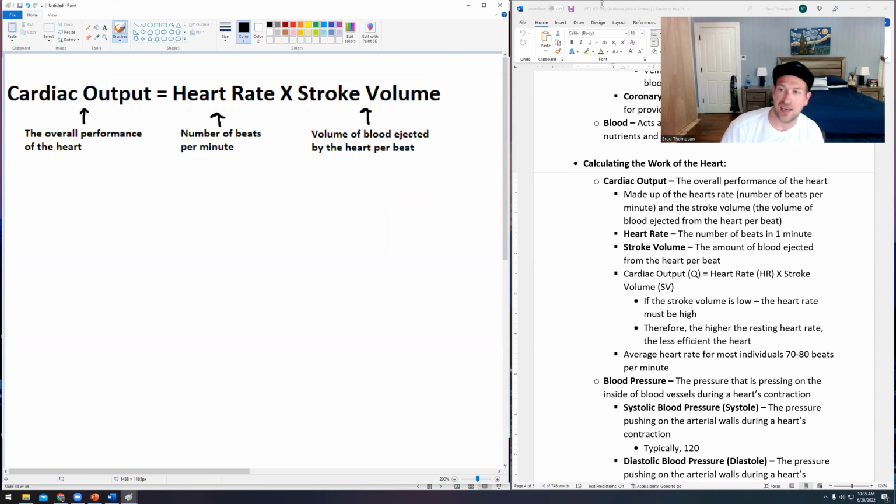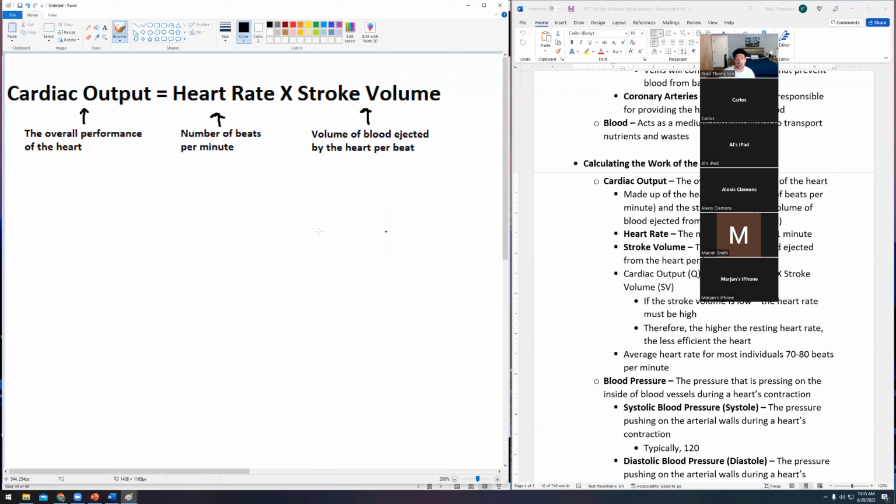So let's use some math here, just some numbers, because it highlights what I'm talking about. Let's say your heart is beating 100 times per minute, and it's ejecting, we'll say, 25 milliliters of blood. So 25 milliliters of blood every time the heart beats and 100 beats per minute. That means that your cardiac output is 2,500 milliliters per minute. And that's our cardiac output, okay? Because 100 times 25. And that's how we calculate that.